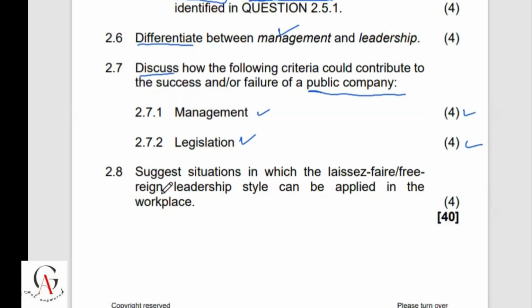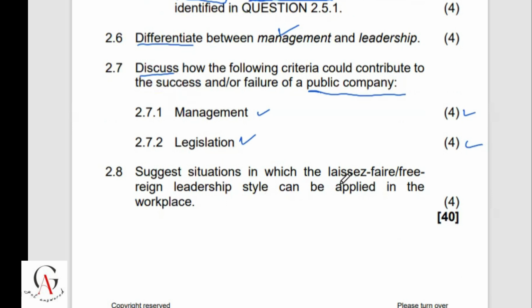So now let's check 2.8 for this question paper, where it says suggest situations in which the laissez-faire or free rein leadership style can be applied in the workplace. The subordinates are experts and know that they are responsible for each and every action taking place in that particular business. Also, the leader is very busy, and delegation of tasks will increase productivity. Team members also need to be developed in terms of leadership skills.